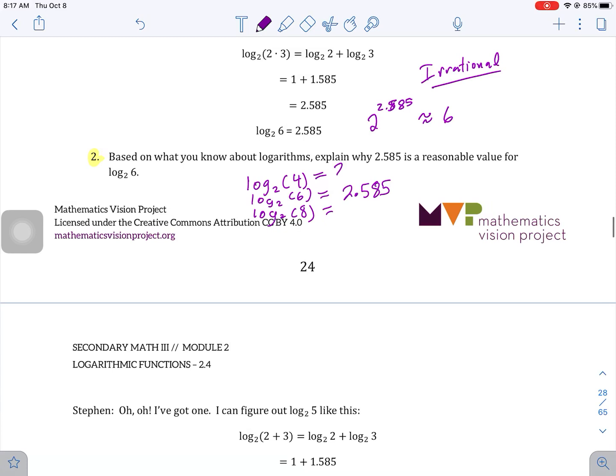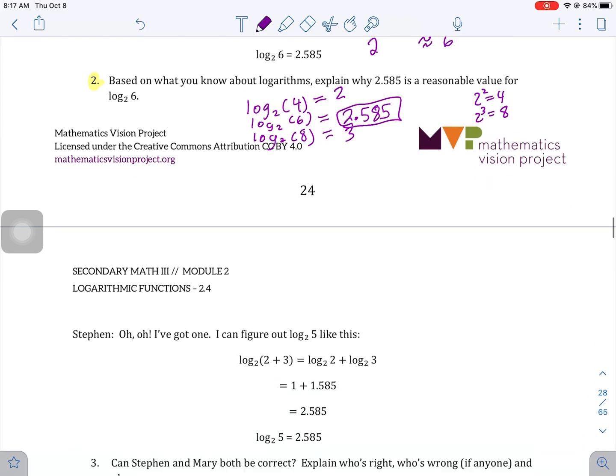The log base 2 of 4 is 2, because 2 squared is equal to 4. The log base 2 of 8 is equal to 3, and that's because 2 cubed is equal to 8. So therefore it seems to make sense that 6 is between 2 and 3, not halfway between. It's not a linear function, but between the two.